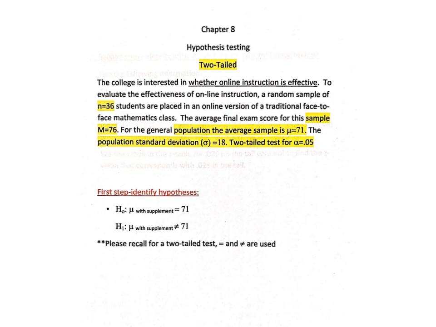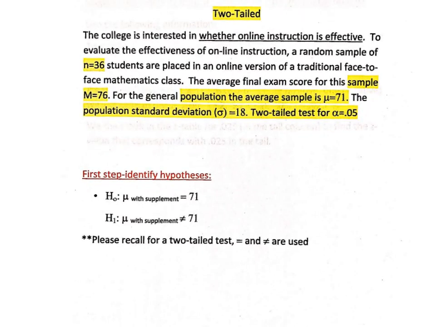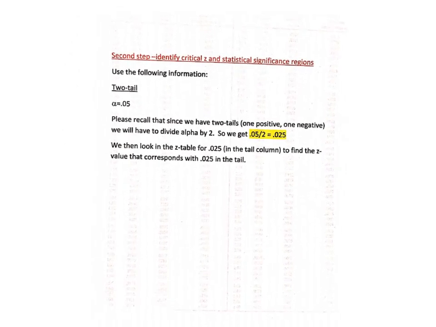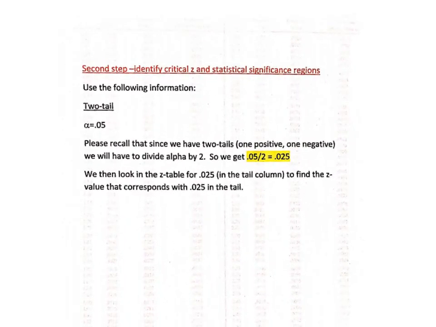The first step that we always do in hypothesis testing is to demarcate the null hypothesis. Remember, the null hypothesis means that nothing's happening, and it should always be written around the population mean. So mu equals 71. The alternative would be that mu does not equal 71. Whenever you're doing a two-tailed test, equals and does not equal are what is used to identify the hypotheses.